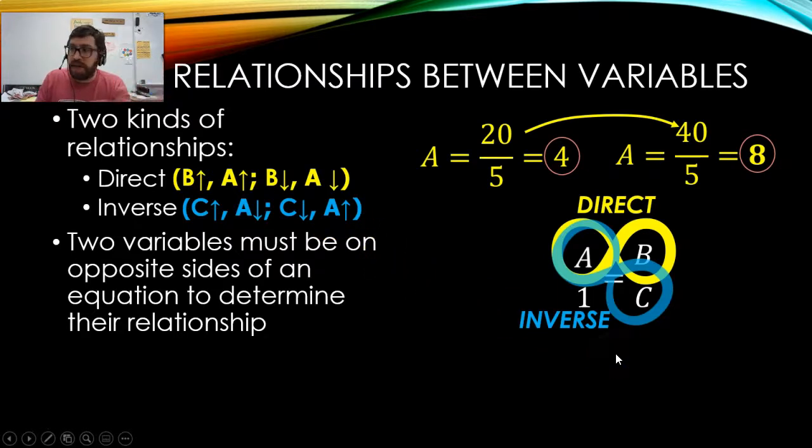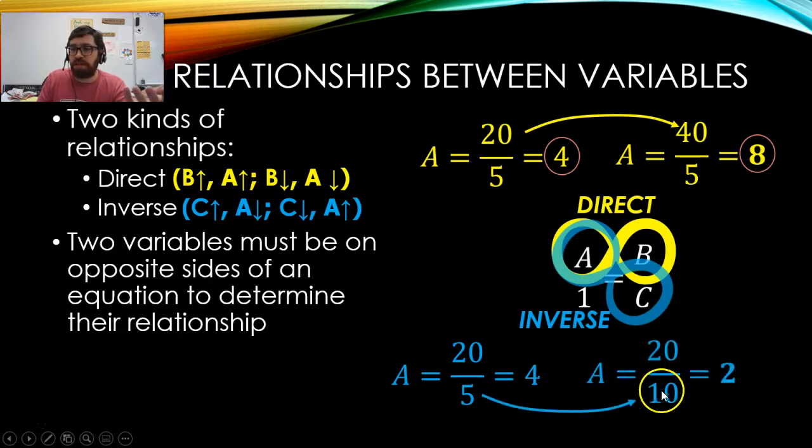As an example of that, we'll put the same numbers in. We started with the same one before, 20 divided by 5 equals 4. Now I'm going to change C, and I'm going to increase C. Instead of 5, I'm going to make it 10. C went up, and we see that A actually went down. A was 4, and it went to 2. This is an inverse relationship. If C increases, A will decrease. That's the nature of an inverse relationship.